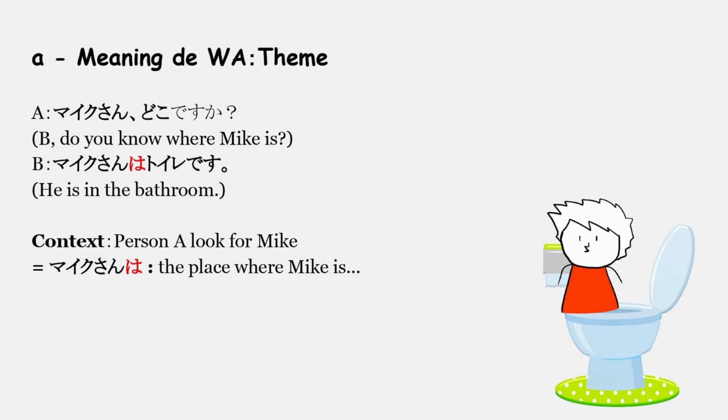マイクさんどこですか? マイクさんはトイレです。Here, the context in which person A looks for Mike gives a meaning to the phrase of person B, マイクさんは. What kind of meaning? It's a place where Mike is now, and that is what person B wants to talk with person A. Therefore, it's wa of theme.